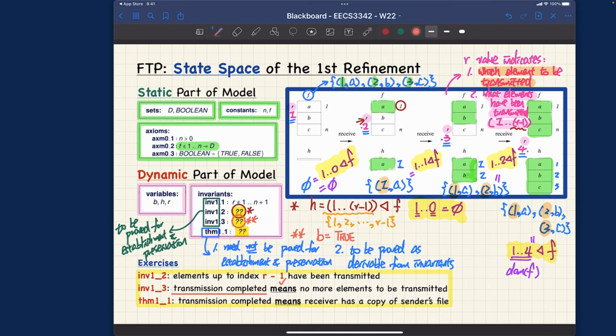That means a conditional invariance implies no more elements to be transmitted. This is really the case where we got no more element to be transmitted because r is exactly 1 off the maximum index of f. So this means no more transmission.